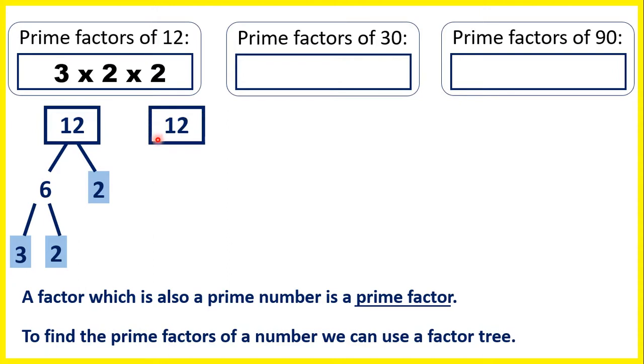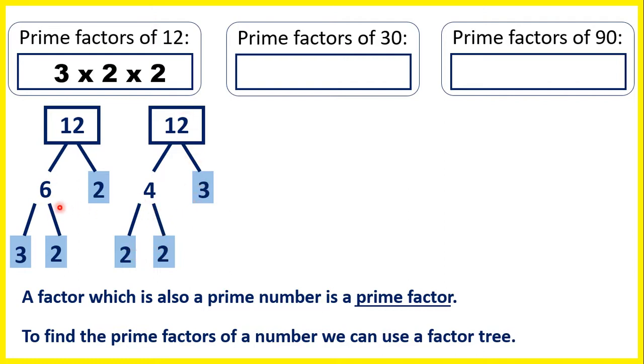Now, we could have used a different factor tree. Instead of using the factors 6 and 2, we could have used 4 and 3, because 4 times 3 is 12. Then we could have broken 4 down, because 2 times 2 is 4. Now we can't break these numbers down any further, so we've got our prime factors, 2 times 2 times 3.